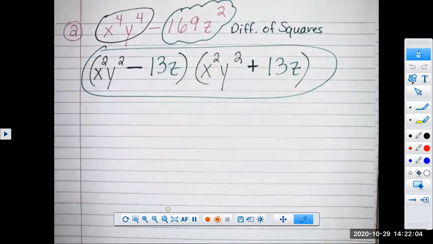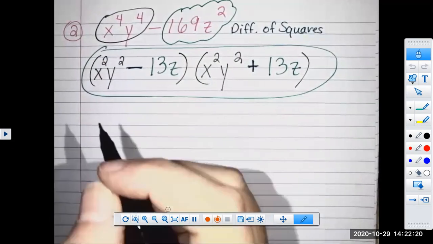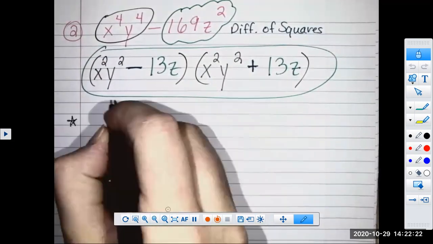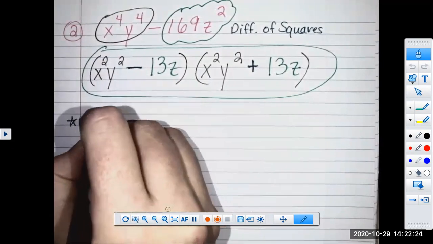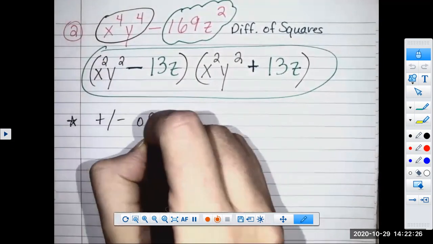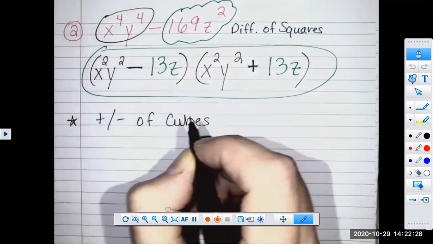Okay, do y'all have any questions so far? Okay, now going back to cubes, we'll say the sum and difference of cubes. You have a formula.